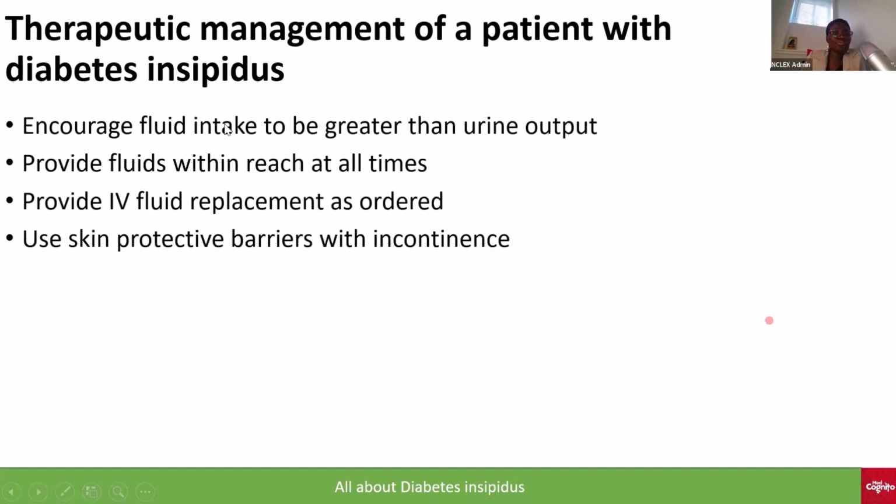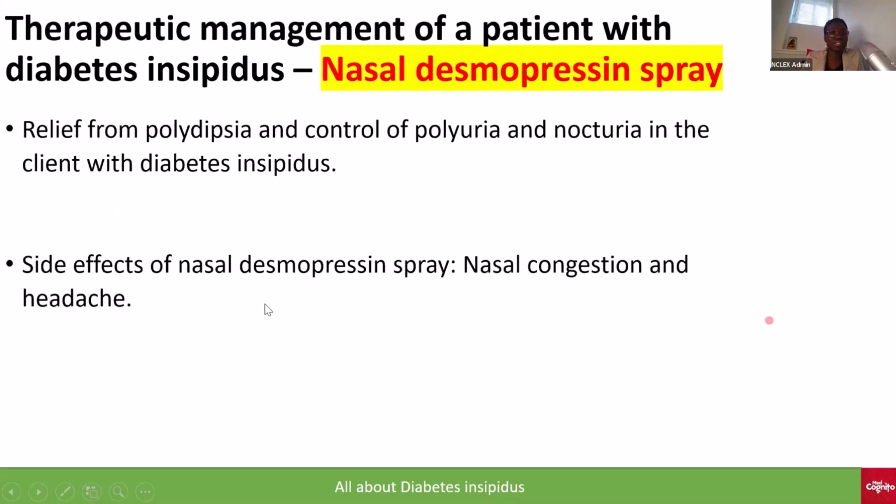And yes, encourage fluid intake to be greater than the urine output. Otherwise, clients will become dehydrated. And provide fluids within reach at all times. The client is dry inside and saying that I need more water to drink, so you have to make sure there is water available. Provide IV fluid replacement as ordered. And then use a skin protective barrier. In case there is incontinence, use skin protective barriers.